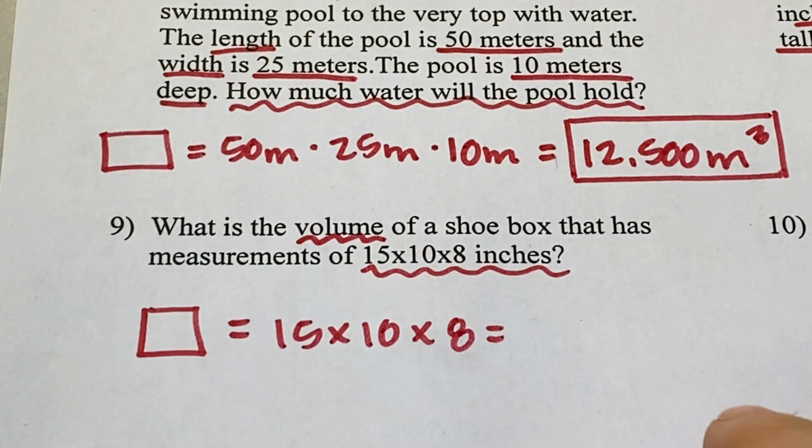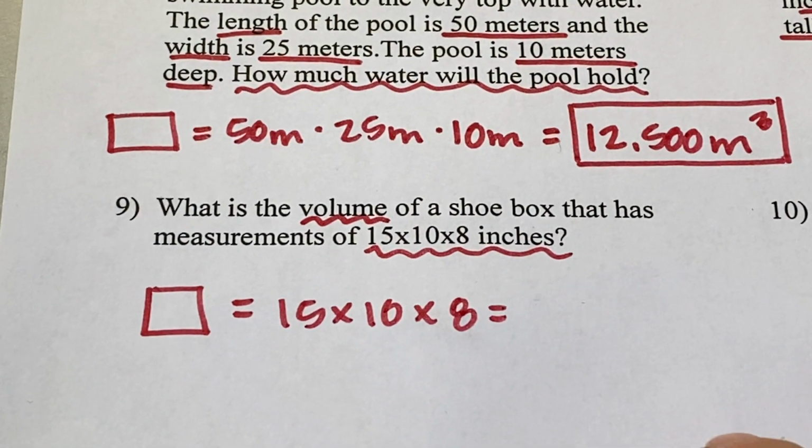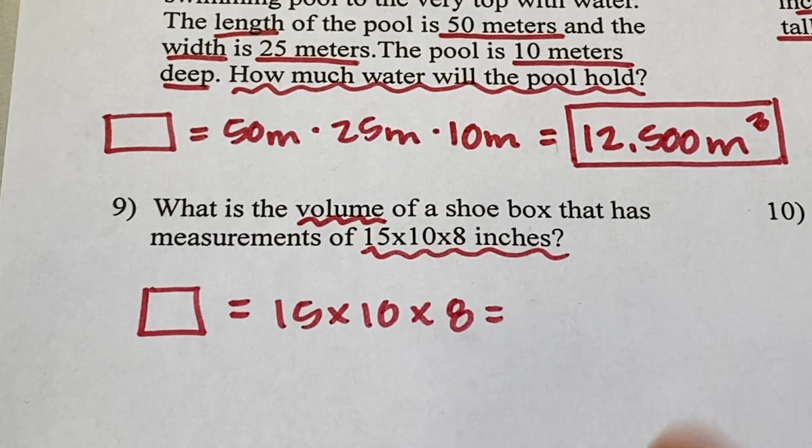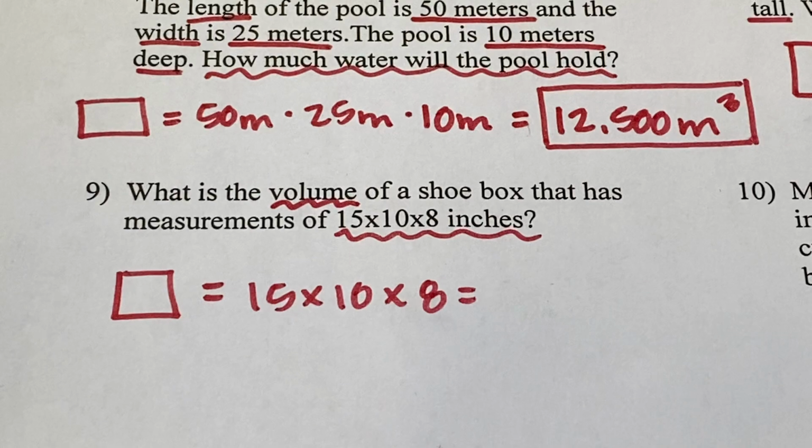This one's so easy that I'm not even going to do it for you. You guys multiply all 3 of those numbers. Tell me what you get. 15 times 10 times 8. What is the volume of this shoebox?